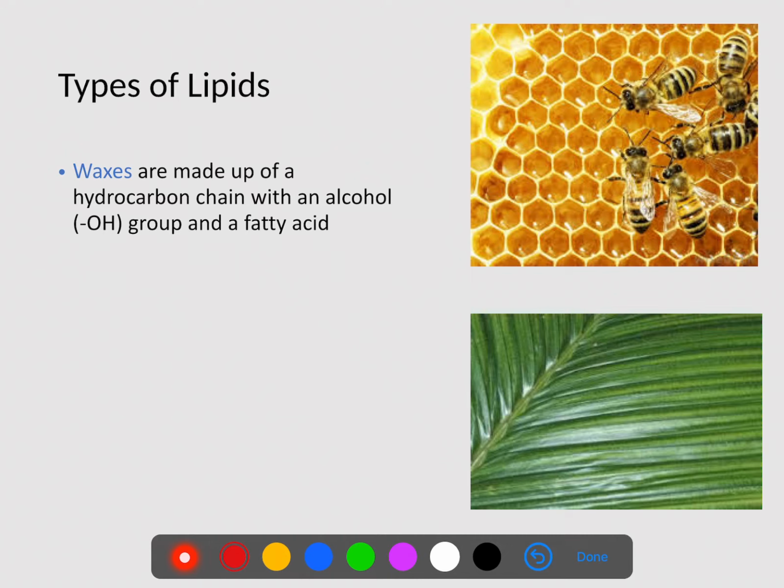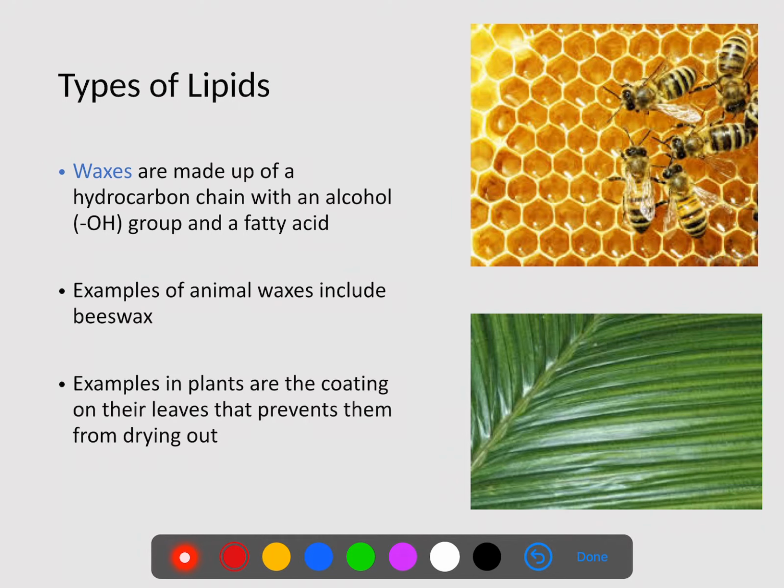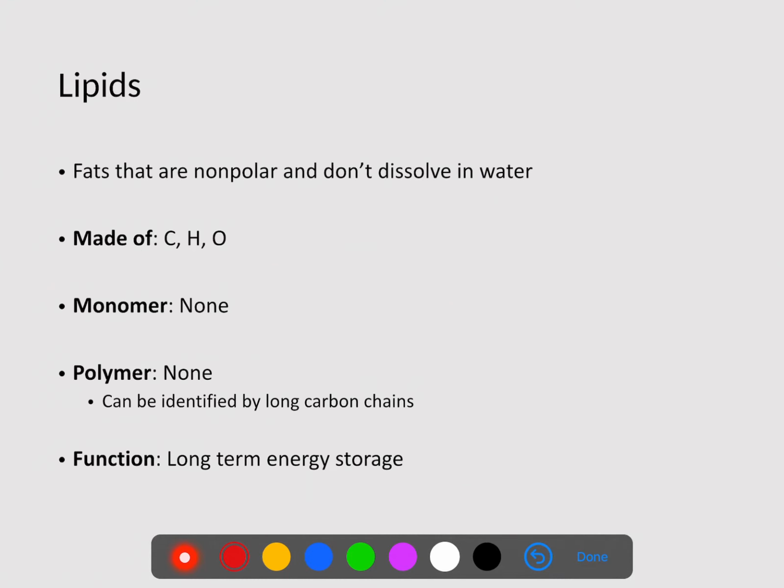Now, waxes are pretty cool. Waxes are usually made in nature, and they're made up of hydrocarbon chain with an alcohol OH group attached. So we're talking about beeswax. We're talking about the wax in the plants, and what these do is they create waterproofing for those organisms. So examples in plants are coatings on their leaves. If you ever feel a leaf, you feel like almost like a waxy coating on the outside. And what that is, these lipids are on the outside to waterproof the leaf and prevent them from drying out.